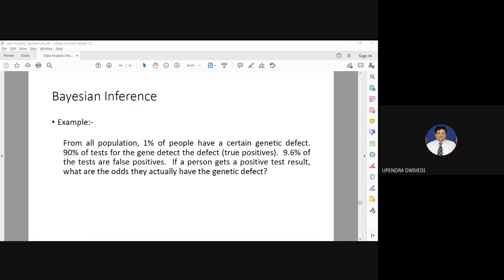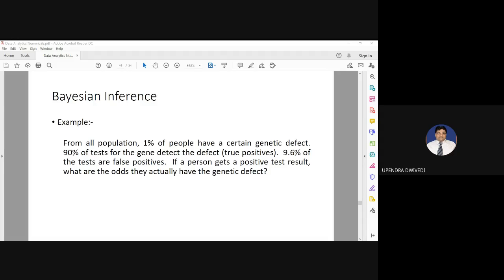Good evening, everyone. In today's session, we'll discuss a problem related to Bayesian inference. The problem says: from all population, 1% of people have a certain genetic defect. 90% of tests of the gene detect the defect, true positive. 9.6% of the tests are false positive. If a person gets a positive test result, what are the odds they actually have the genetic defect?